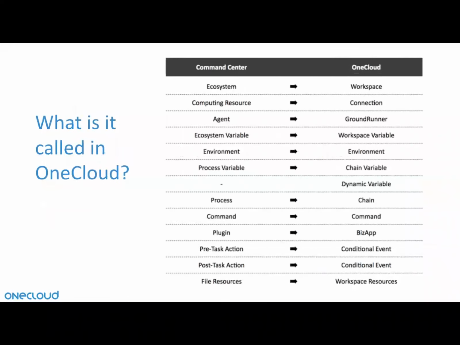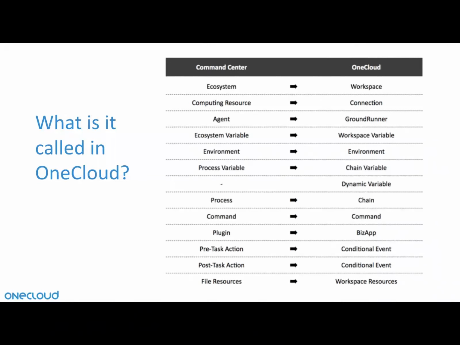So what is it called in OneCloud? I thought it would be helpful to have a mapping between some of the terminology that you see inside Command Center versus some of the terminology that you see inside OneCloud. They are truly different products, brand new from the ground up. But conceptually, as an end user of Command Center, you might be interested in how that actually works inside OneCloud. What was the thought process and so forth?